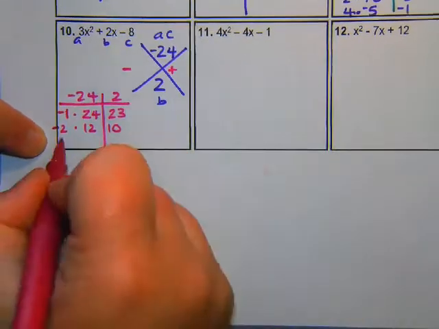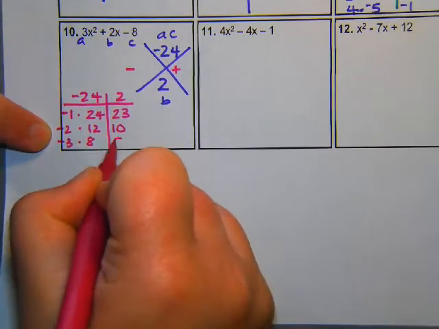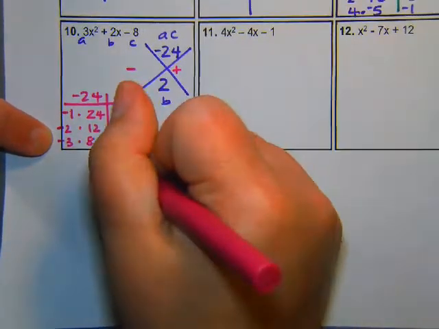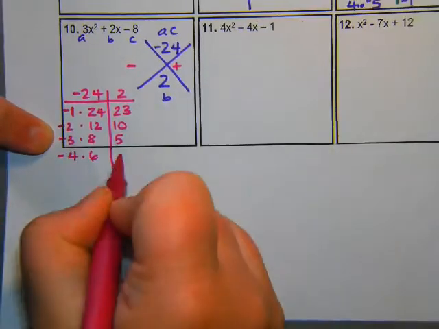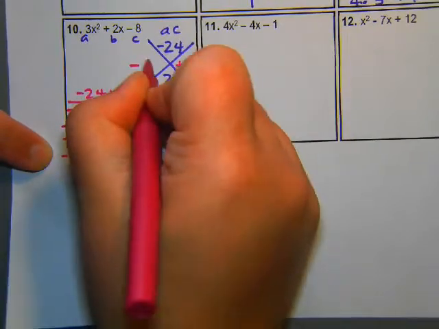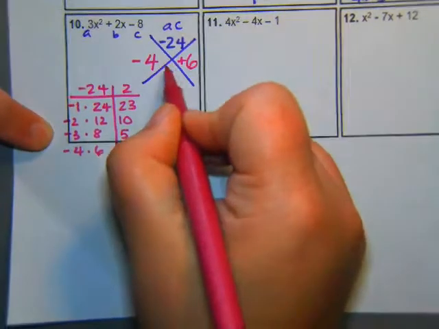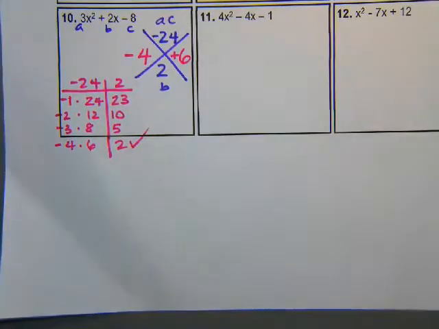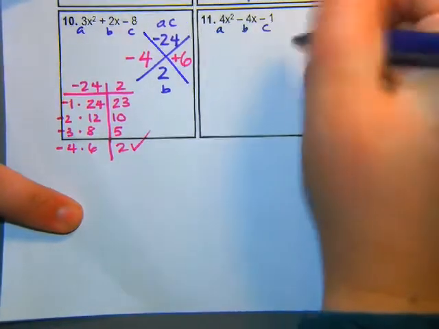What about 3 times 8? Make the smaller one negative. That's 5. I'm getting closer. And then 4 times 6. The smaller one is negative. That gets me 2. Awesome. So here I have a negative, so that's my 4. This is negative 4, and then positive 6. Again, you don't have to write those negative and positive in, but if they help you, go for it. And you could have flipped them. Doesn't matter. Next one. A, B, C.